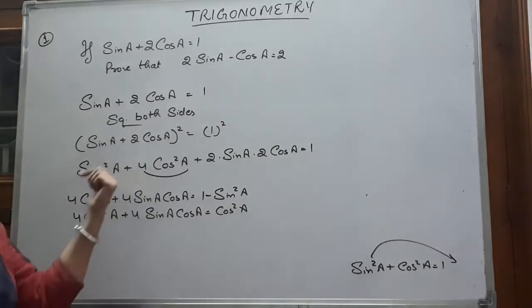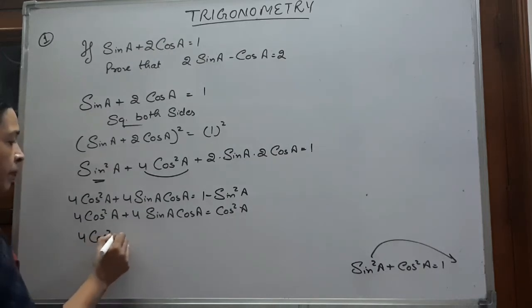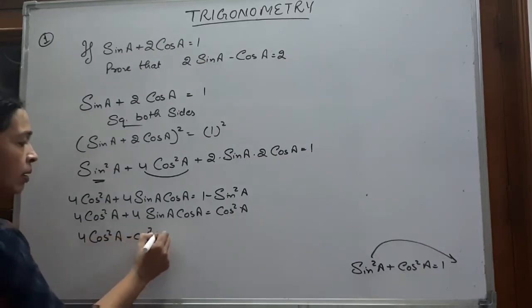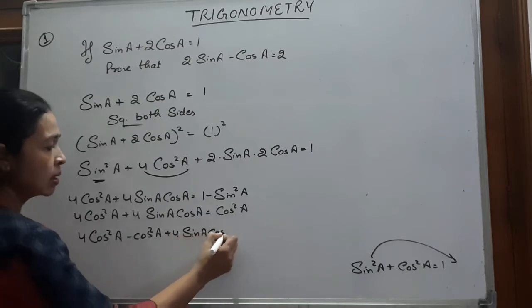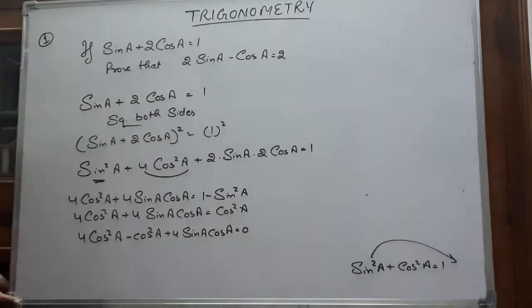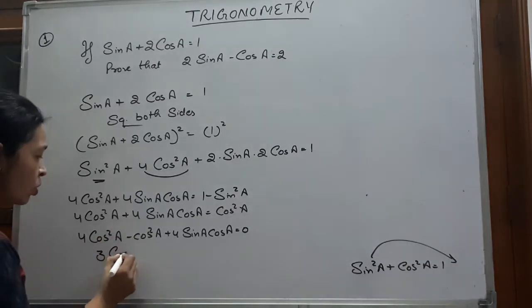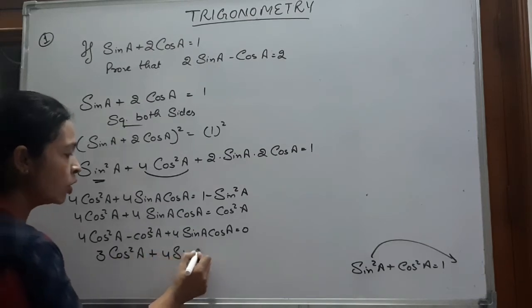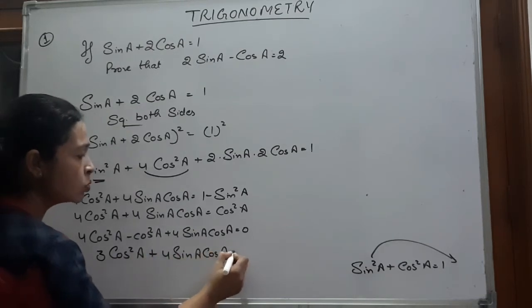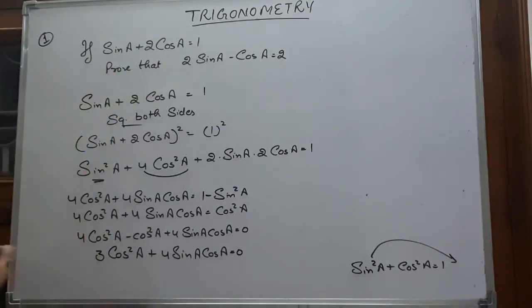Now we will bring cos square A to the left hand side. 4 cos square A minus cos square A plus 4 sin A cos A equals 0. Nothing is left on the right hand side. 4 cos square A minus 1 cos square A, we have 3 cos square A plus 4 sin A cos A equals 0. Leave it here. Now what do we have to prove?